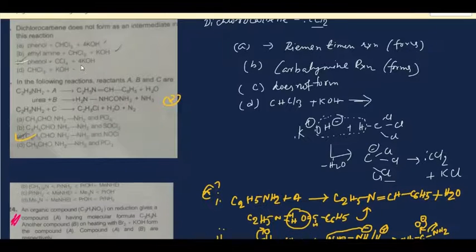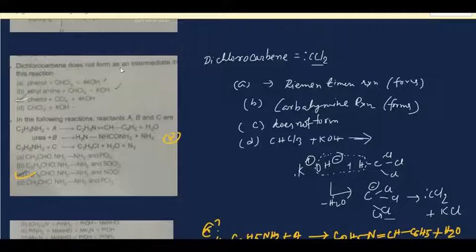Dichlorocarbene does not form as an intermediate in this reaction. This question asks in which of the following the dichlorocarbene intermediate does not form. In option A, we can see the reactants of the Reimer-Tiemann reaction, and as CHCl3 and KOH are there, it will definitely form the dichlorocarbene intermediate. So this one is not the answer.